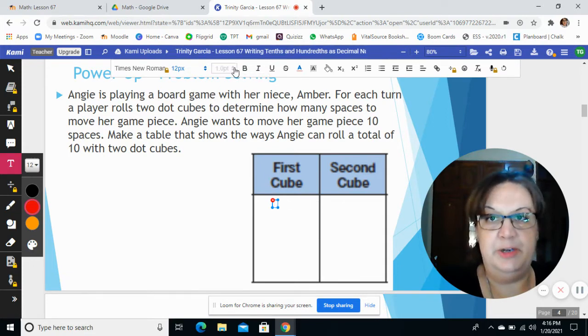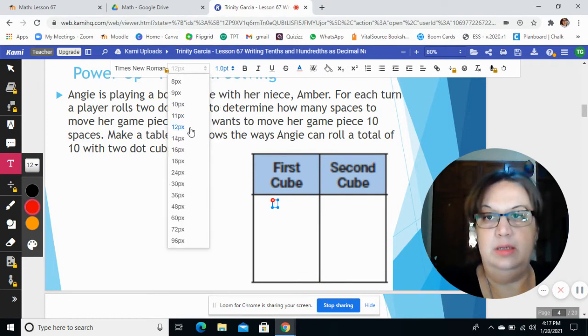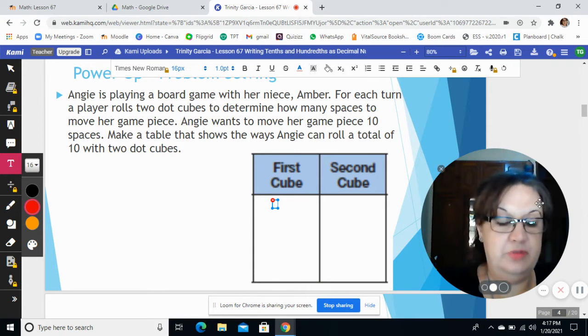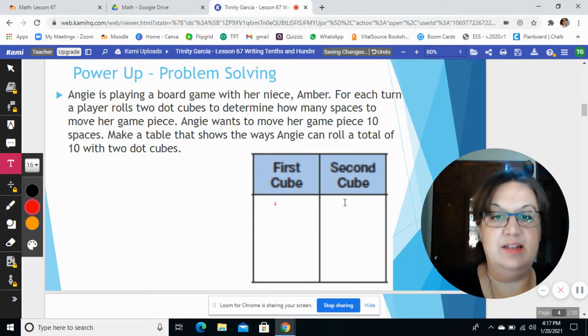Make this a little bit bigger. Oh, sorry, this one. Let's make it 16 so it's easy to see. Okay, the first die, let's say we rolled a 4, then what would need to be on our second die to get a 10?